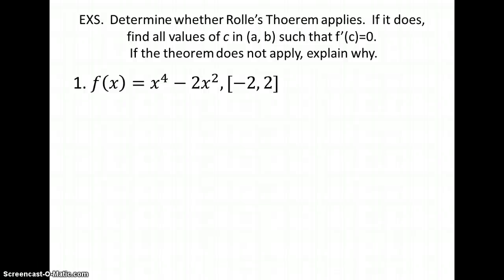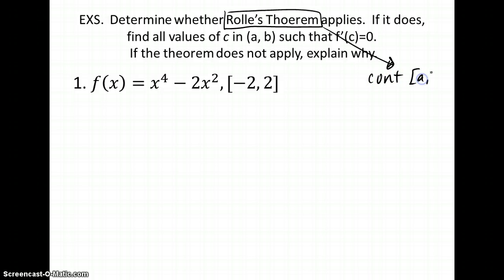Determine whether Rolle's theorem applies. If it does, find all values such that the derivative equals 0. If the theorem does not apply, explain why. Three conditions for Rolle's theorem: continuity, differentiability, and notice it's differentiable on the open interval. You can't find a derivative at an endpoint, so we wouldn't include them when we're talking about being able to find a derivative. And f of a has to equal f of b.